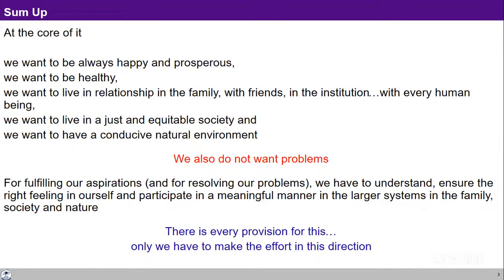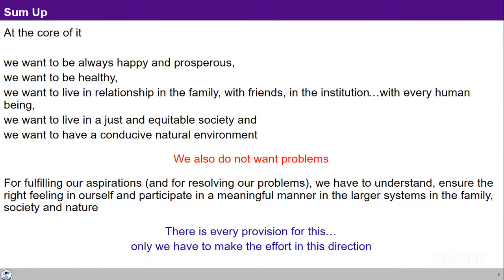We want to be healthy. Of course, we want to be healthy. Without health, we won't be able to remain happy. So it's already included there. We want to be happy and prosperous. We want to live in relationship in the family, with friends, in the institution, with every human being. We also want to live in a just and equitable society.